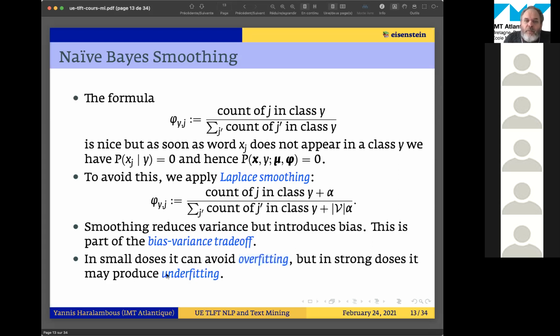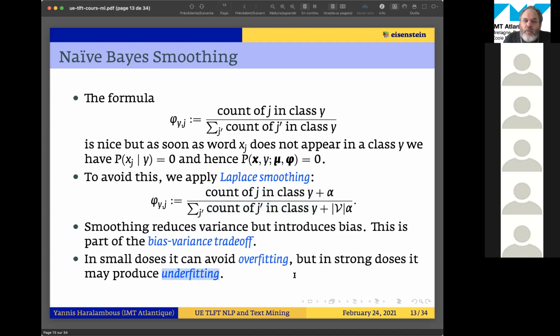But again, if you smooth too much, then you will get underfitting, in the sense that if alpha is big with respect to this count, then the count doesn't prevail, and you will have the tendency of giving always the same predictions, and this is underfitting.